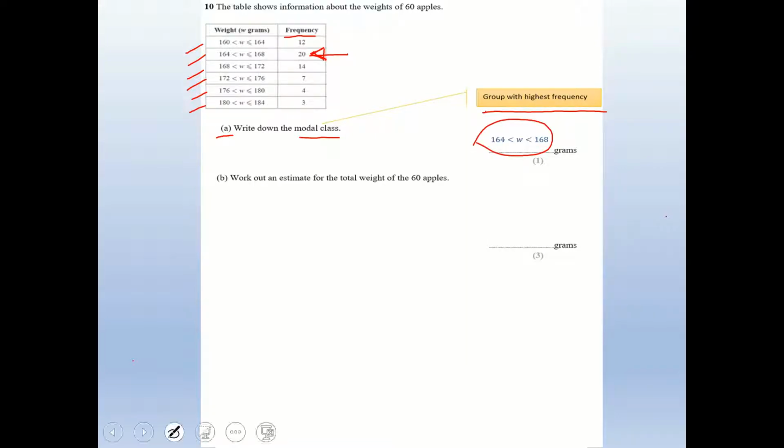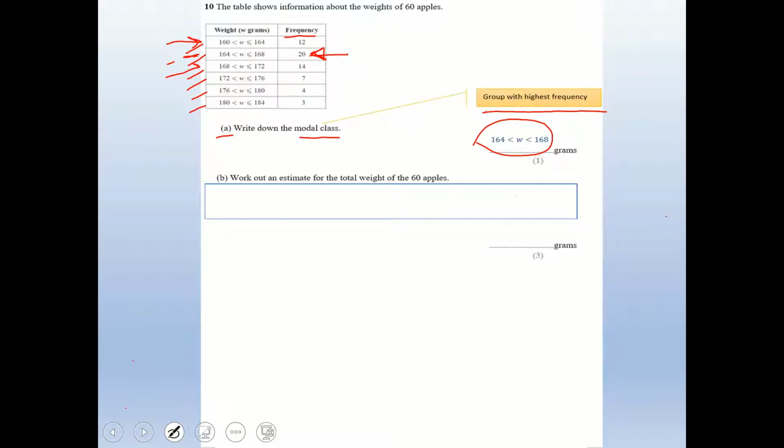Let's move to part B in question 10. Work out an estimate for the total weight of the 60 apples. To estimate the total weight, first we have to calculate the average weight, or the midpoint, for each group, because we don't know exactly how much each apple weighs. Then multiply this midpoint of each group by its frequency to get the estimated weight for each group. Finally, sum all the estimated weights to get the total weight for the 60 apples.